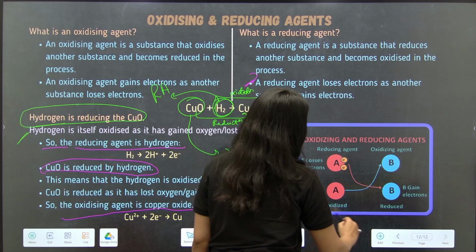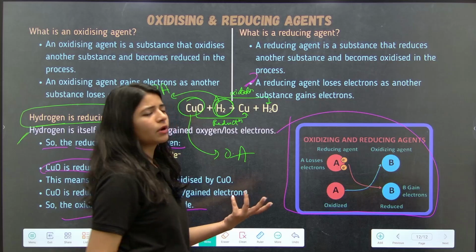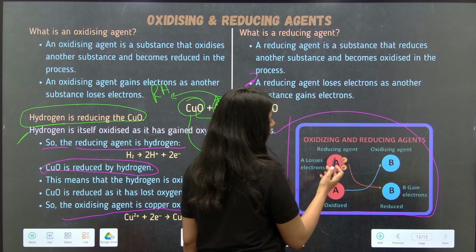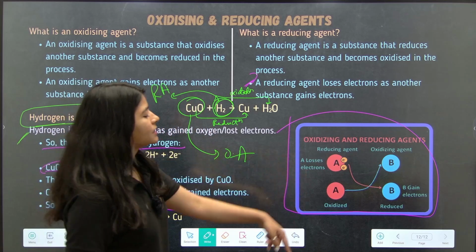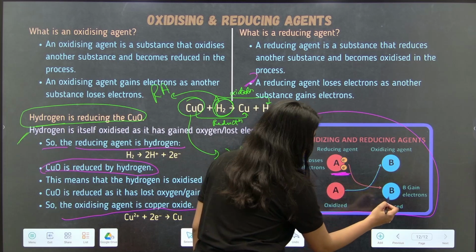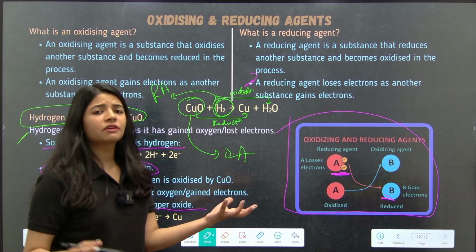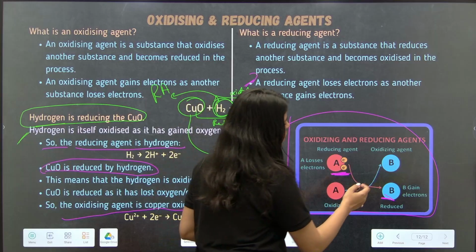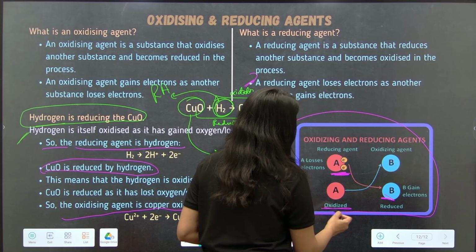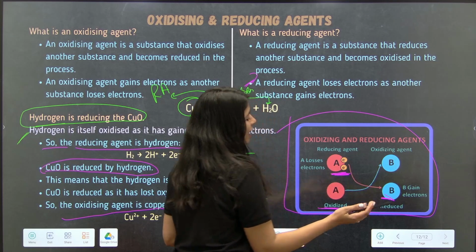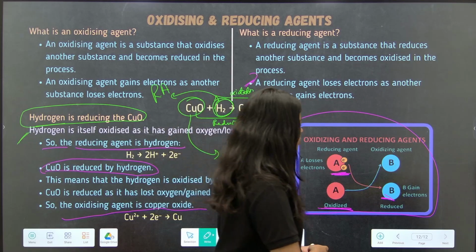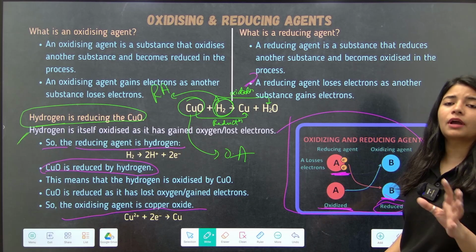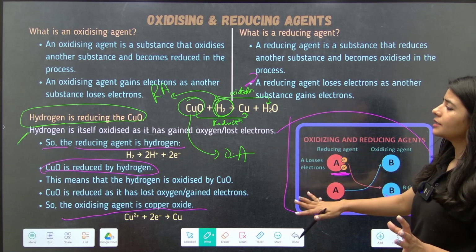Then this is a flow chart kind of a thing which will help you to understand this really well. So for example, A and B. If A donates electrons and B gains electrons, this is losing electrons, this is gaining electrons. So the species which loses electrons is a reducing agent, and that species is oxidized. The one which gains electrons is the species which is reduced, right? So it is like that. Don't confuse yourself with the names, just understand the concept.